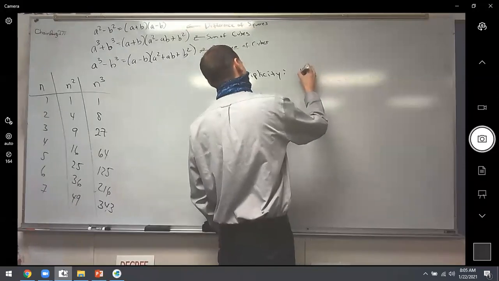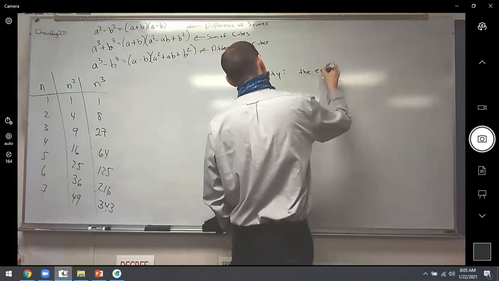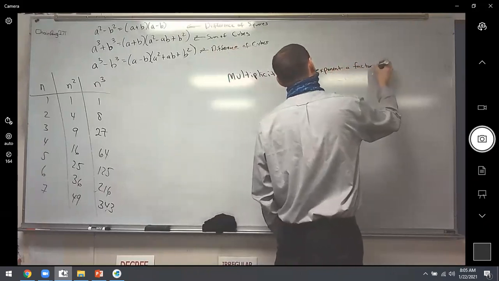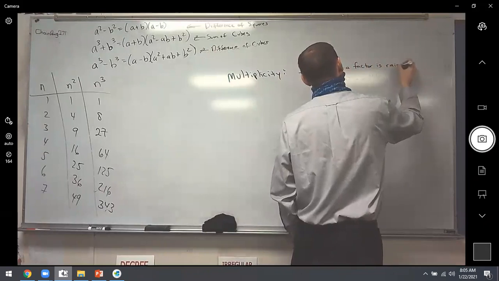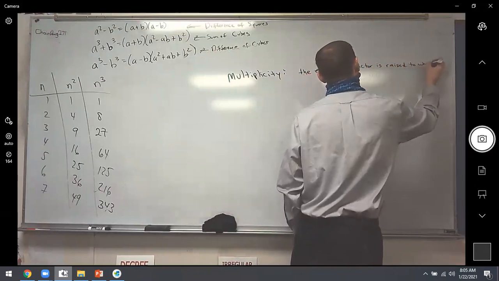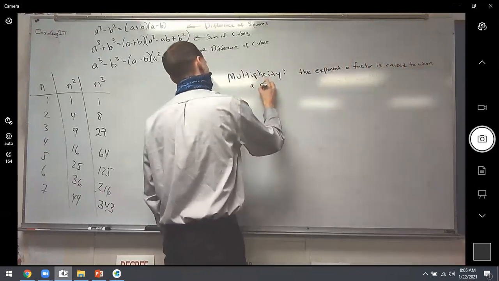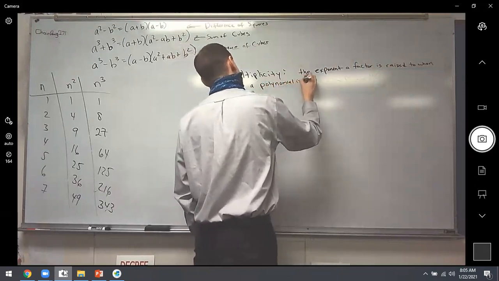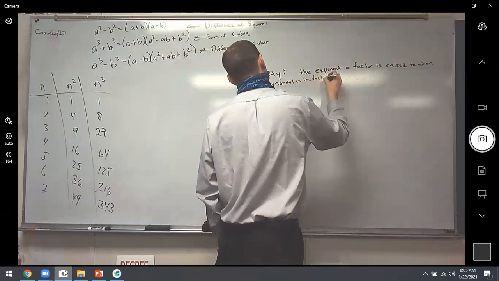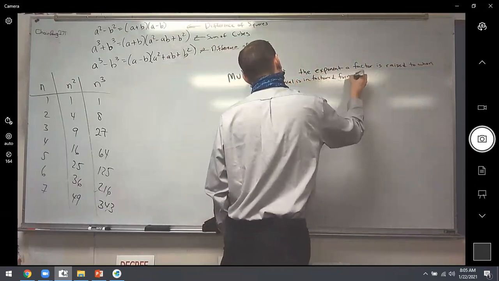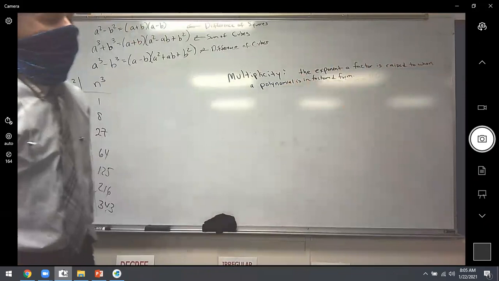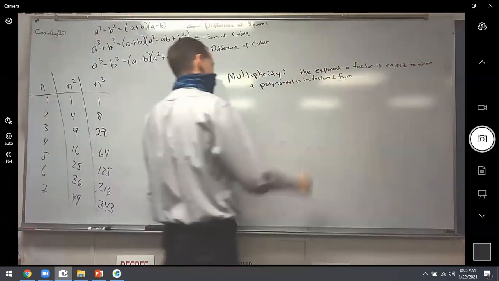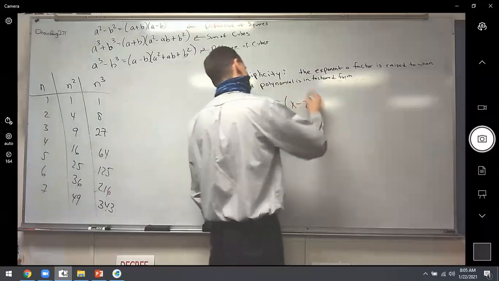Multiplicity: the exponent a factor is raised to when a polynomial is in factored form. It's actually a really easy idea. What it represents, oh, that's a whole other thing.